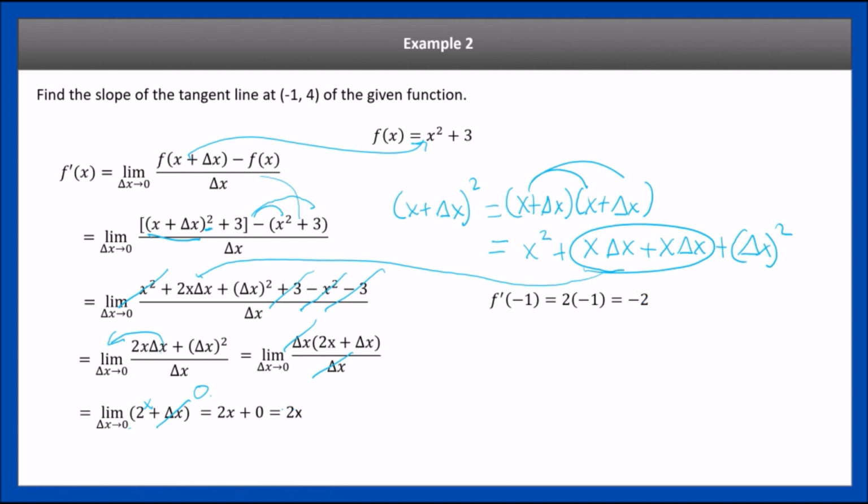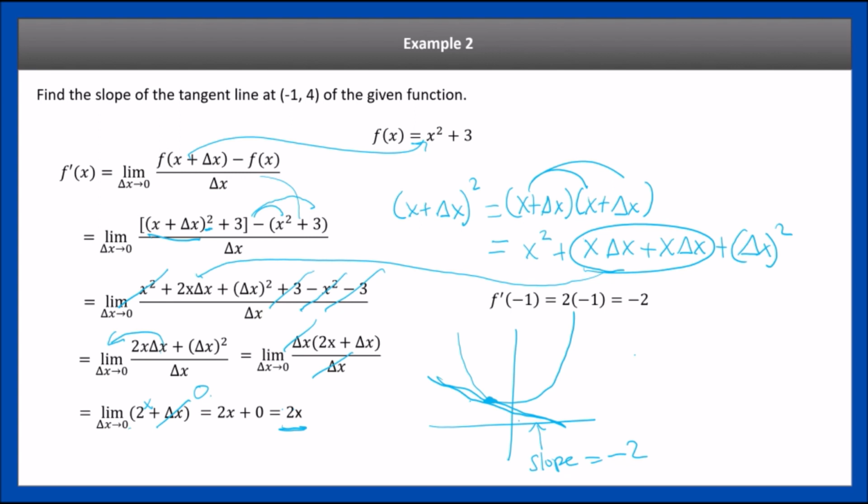Let's plug in -1 into the derivative, so it's going to be 2 times -1, which is -2. So here the slope of the tangent line varies based on the function. If you were to graph this function, x squared plus 3, which looks kind of like this, then if you were to find the slope at -1, let's say like here, and find the derivative of that, the slope of this line is -2.